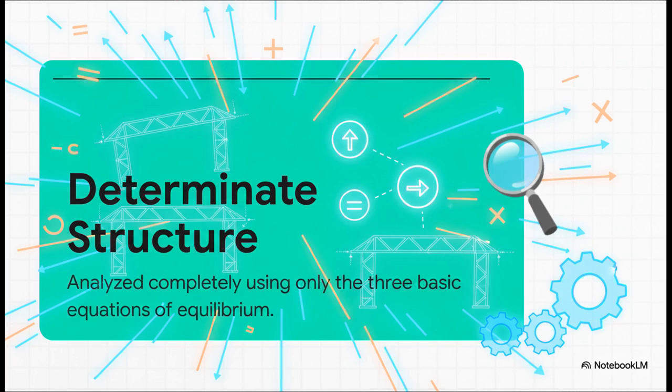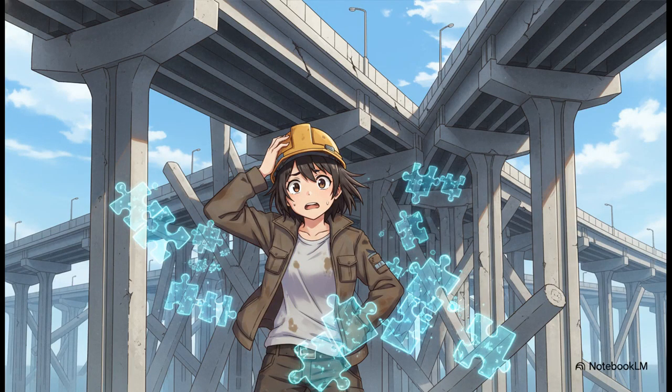Now this right here is the absolute sweet spot for structural engineers. A statically determinate structure is one where those three basic equations we just talked about, horizontal, vertical, and rotational, are literally all we need. If a structure is determinate, we have exactly enough equations to solve for every single unknown support force keeping it standing. It is mathematically elegant, it's totally predictable, and most importantly, it's safe. But beware, because you can't just randomly add supports.